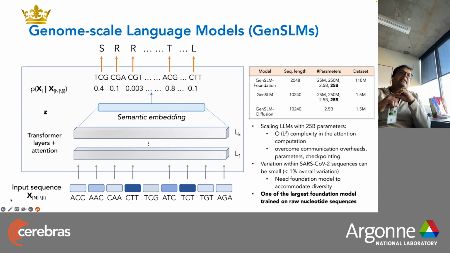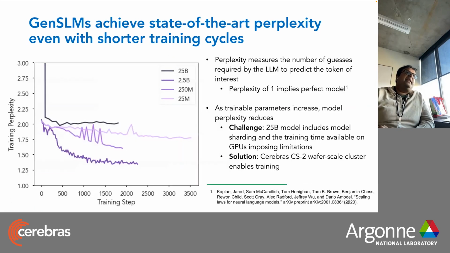The scaling part of it is actually the biggest concern. It takes O of L squared, where L is the length of the sequence that you're looking at. And you need to overcome certain communication overheads, parameters and checkpointing, which are clearly among the bottlenecks for training such large models, especially the 25 billion model. This represents one of the largest foundation models trained on raw nucleotide sequences themselves.